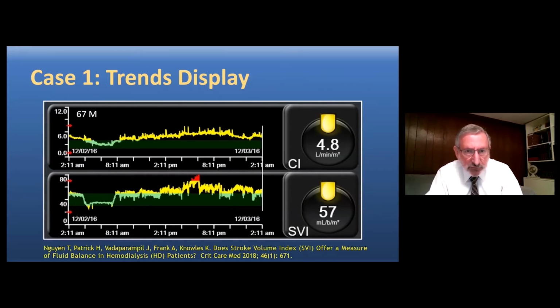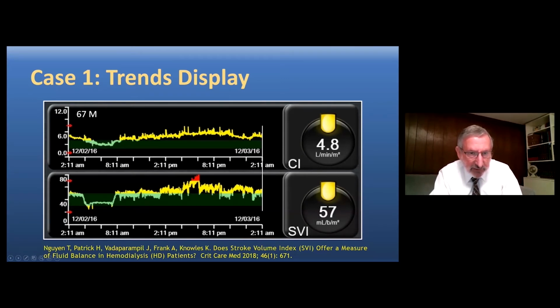Now, what's confusing perhaps is a number 4.8 for CI and a number 57 for SVI. Those numbers, given the screen grab, are where this white line is. It's where this white line is, and the vertical intersection of the white line is at a CI of 4.8 and at an SVI of 57. What I'm interested in showing you is back here.